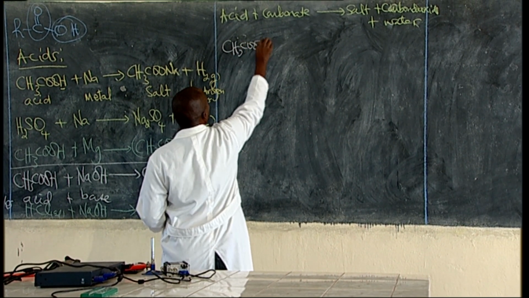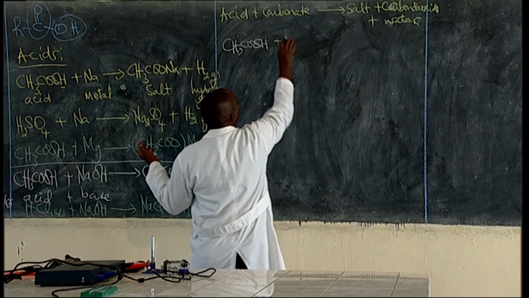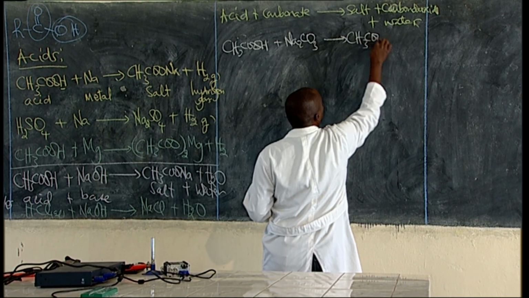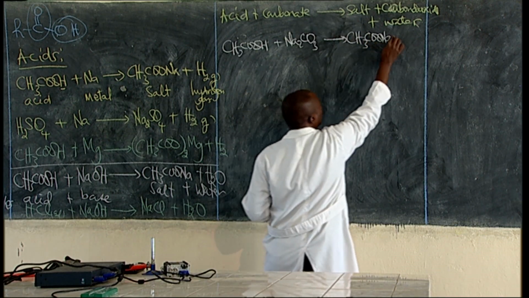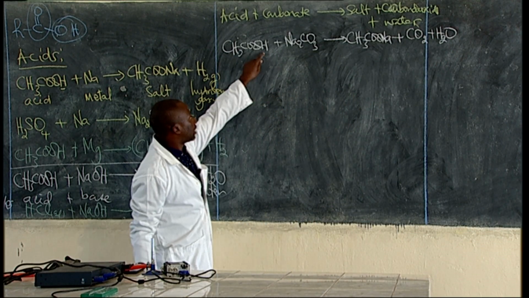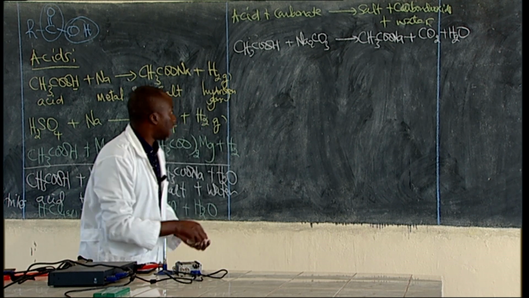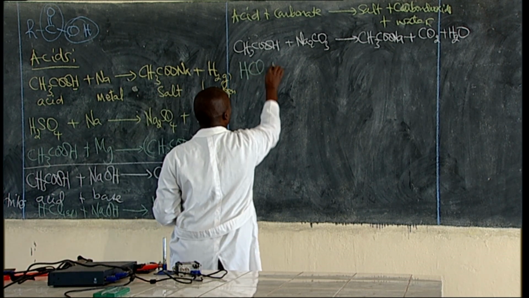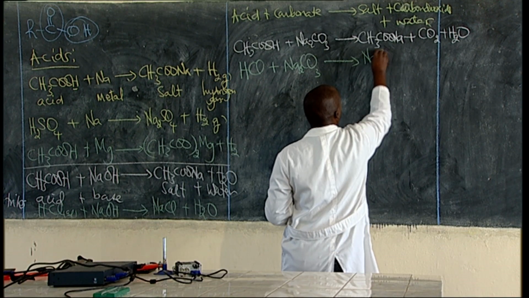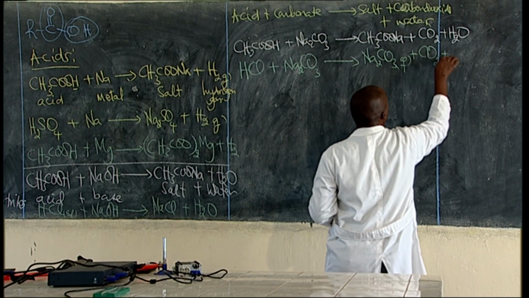Ethanoic acid with any carbonate, maybe sodium carbonate, will give sodium ethanoate, the salt, plus carbon dioxide and water. In this case, this carboxylic acid is behaving like other acids. Similarly, if you have hydrochloric acid reacting with the same carbonate, you will get the salt, sodium chloride, plus carbon dioxide plus water.